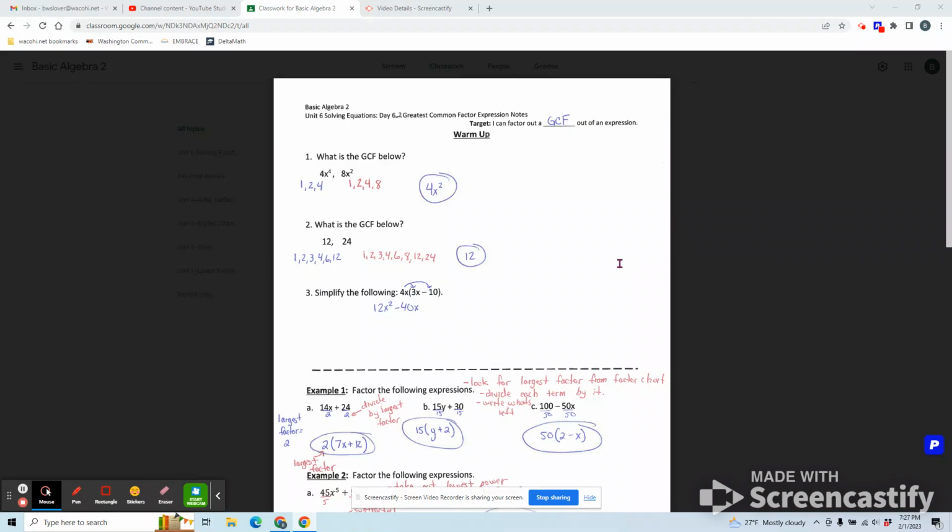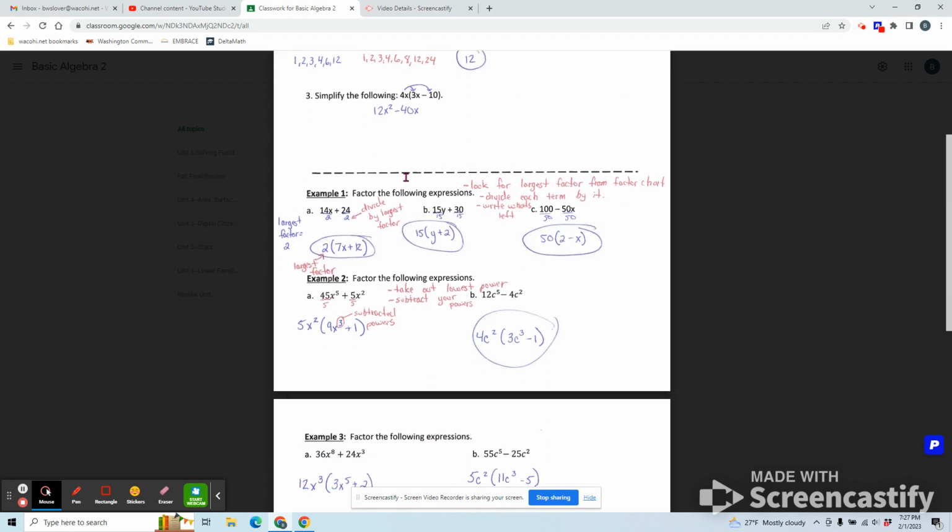Today we're going to focus on greatest common factor again, but this time we're focusing on the greatest common factor of an expression. So our warm-up is getting our mind ready for what we're doing today. Here's a review of what we did yesterday. List your factors of 4, list your factors of 8, list your factors of 12 and 24, and find the greatest common factor. Then number 3, although it doesn't appear to be related to what we're doing today, it actually is. We're actually going to start with this information, work backwards, and end up with this. So it is related, and that's what we're getting at today.